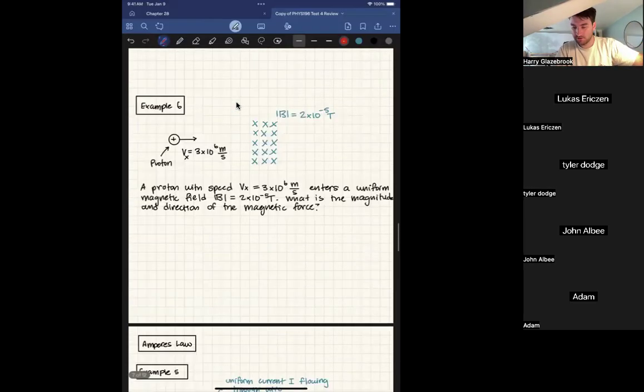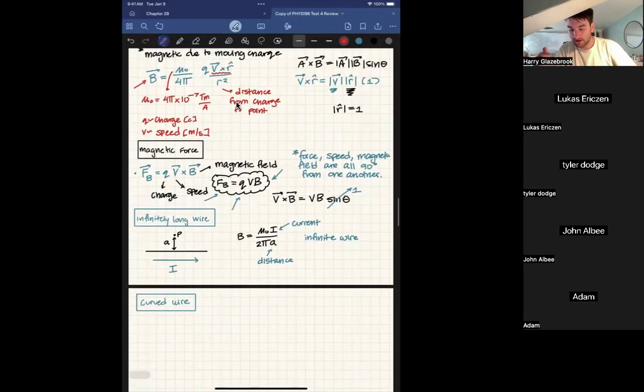And I'll go back up here to our example to show you what I mean. So let's say you were actually given this problem. It's an infinitely long wire. That's your point P. You used this equation here to find the magnitude of the magnetic field.